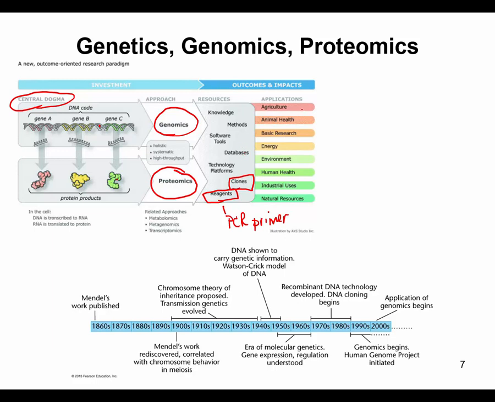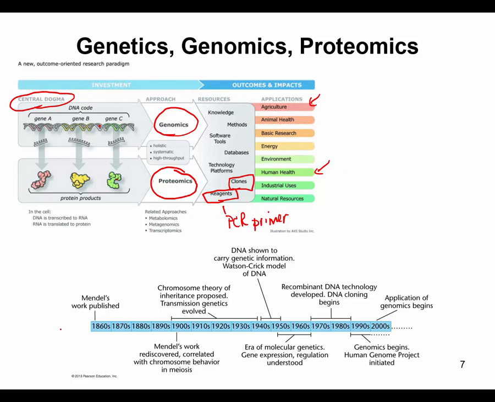And then we can apply this. Apply this to what? We can apply it to agriculture. We can make plants pesticide resistant without spraying them with pesticides. We can make human growth hormone and cure pituitary dwarfism. We can make human insulin and treat diabetes, et cetera, et cetera. So you can see that this just has huge impacts on science and humans in general.